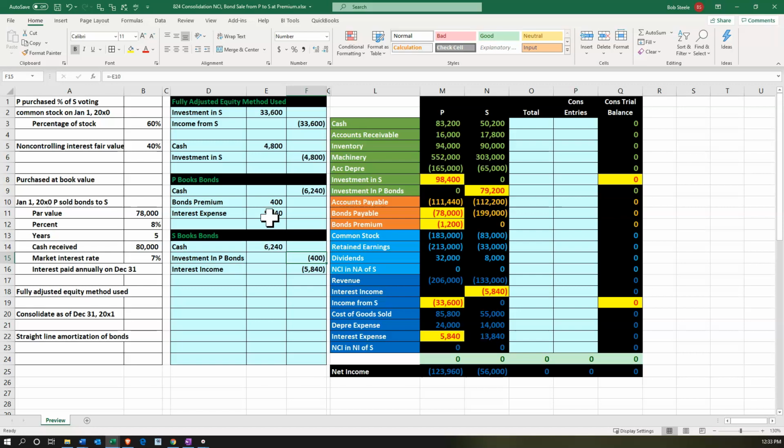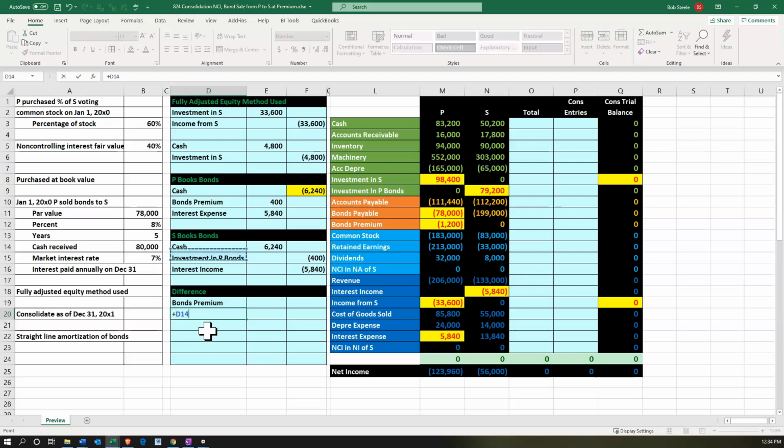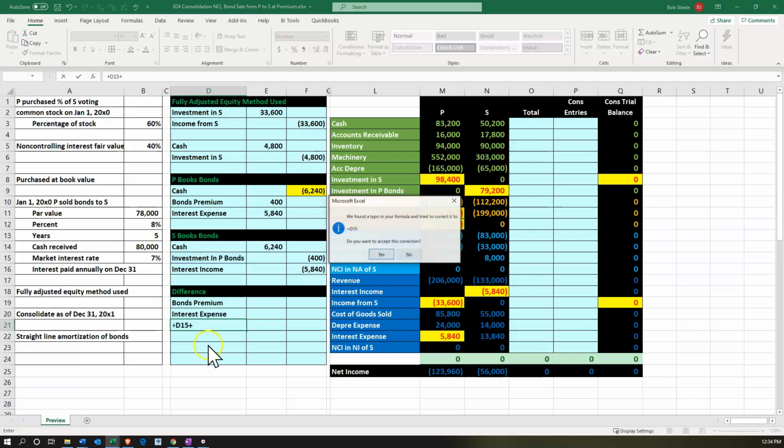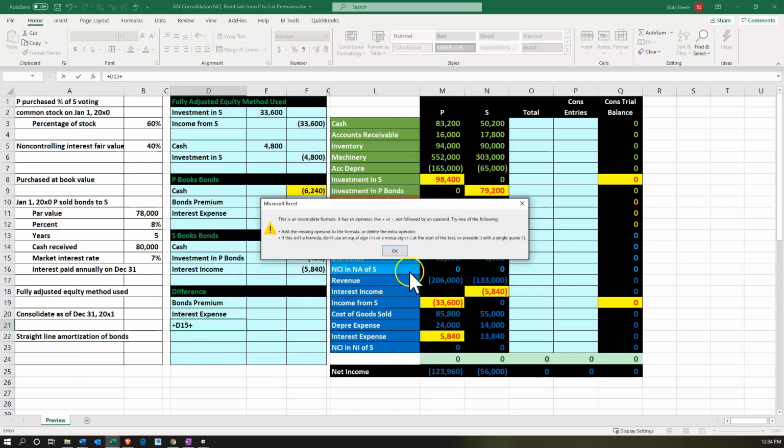So then if you were to net this out, you could see, okay, if I was to calculate the difference, then once again, as we've seen in the past, the cash basically nets each other out, right? But then the bond premium is affected, and the interest expense is affected. The investment is affected. That's going to reverse out.